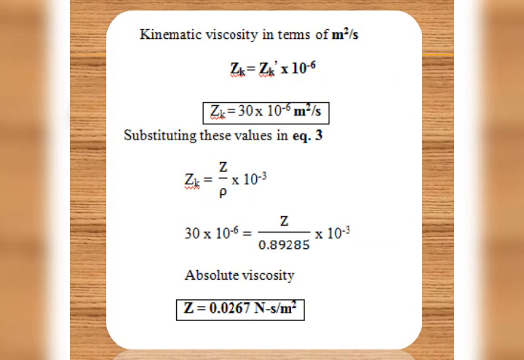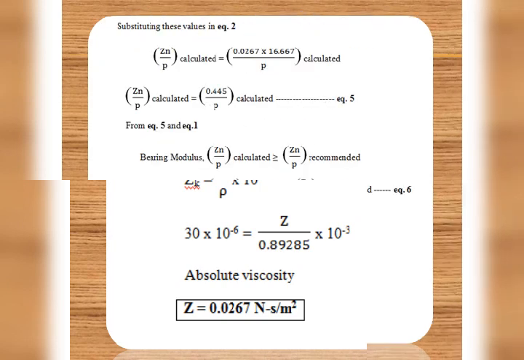That is equal to Z, which we need to get. Density at 70 degrees is 0.89285 into 10 to the minus 3. So we are getting absolute viscosity Z in terms of Newton second per meter square or Pascal second, that is 0.0267 Newton second per meter square. That value we have to get.